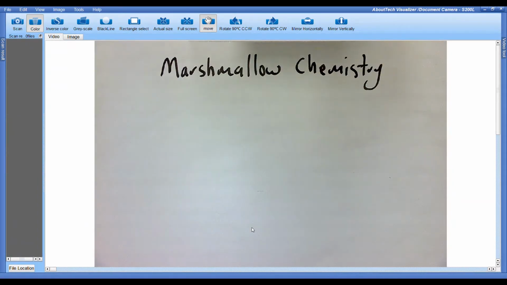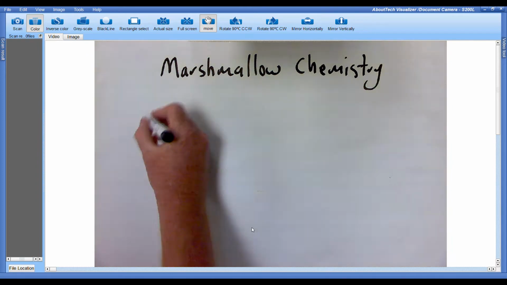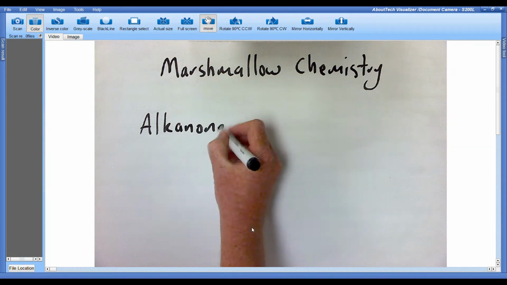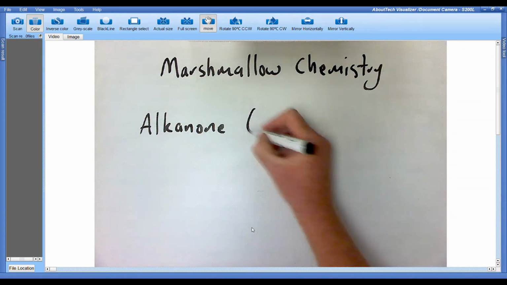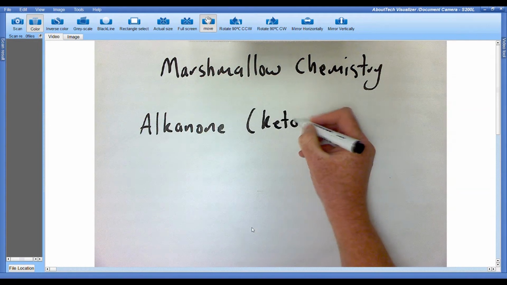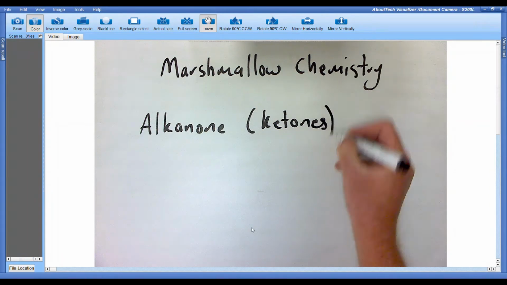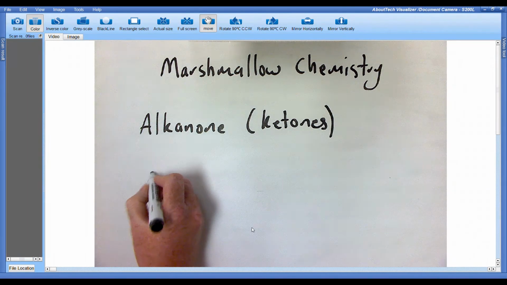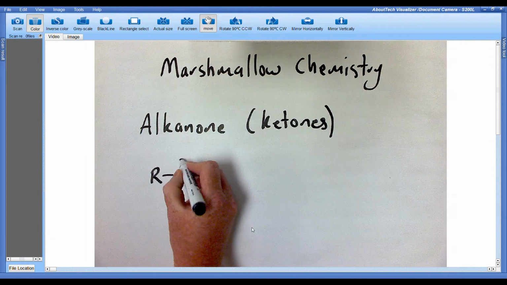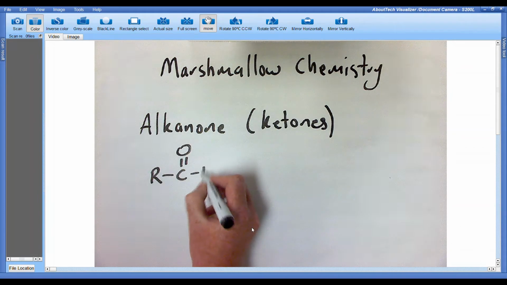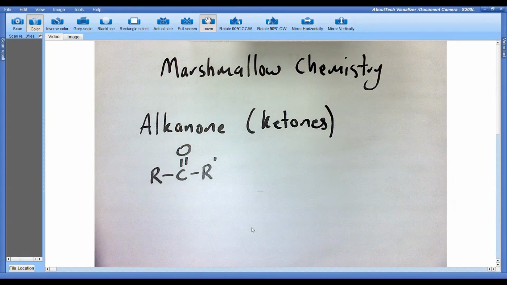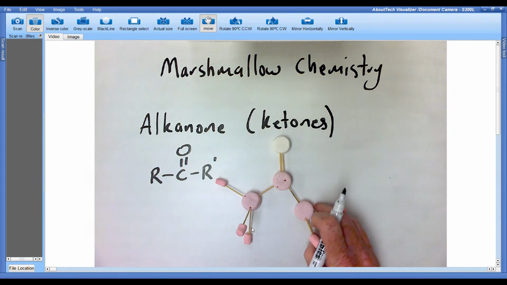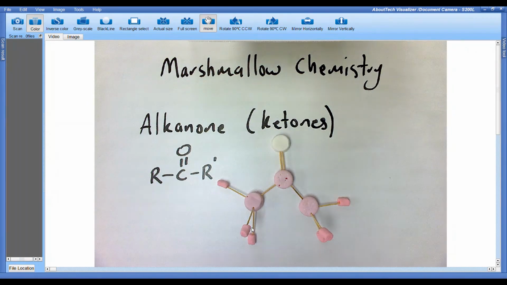So the next compound we're going to look at are called alkanones. These are very similar to alkanals, and the old term for an alkanone is known as a ketone. The main difference between the alkanals and the alkanones is where the double bonded oxygen is attached to the carbon chain. So the alkanals have the double bonded oxygen on the end of the chain, and alkanones have the double bonded oxygen in the center.